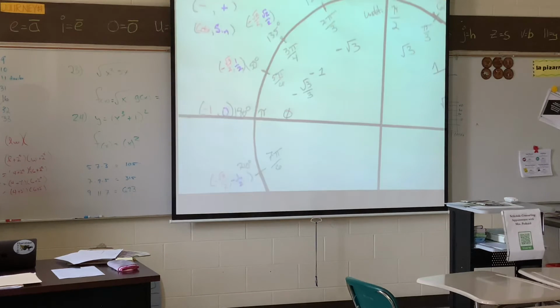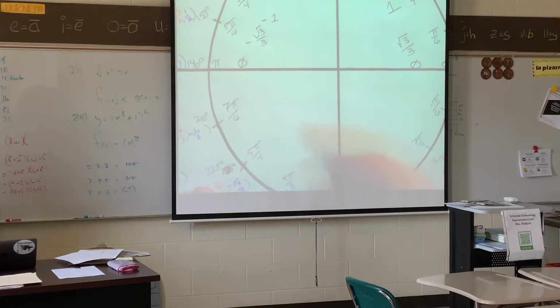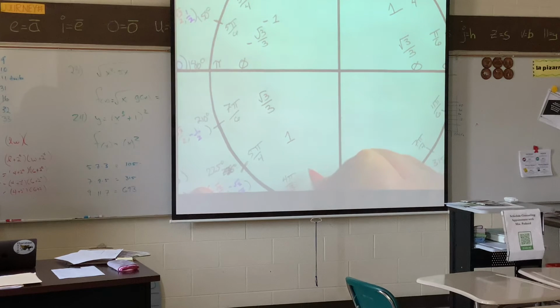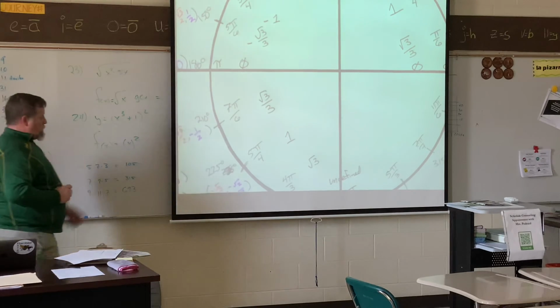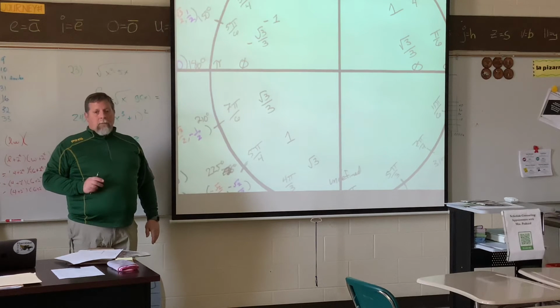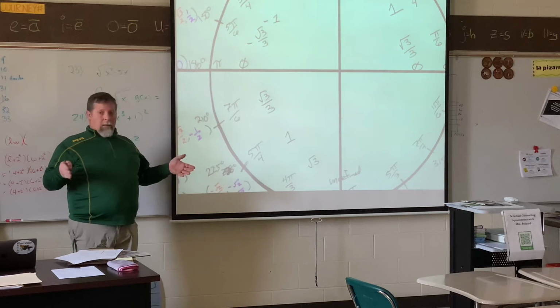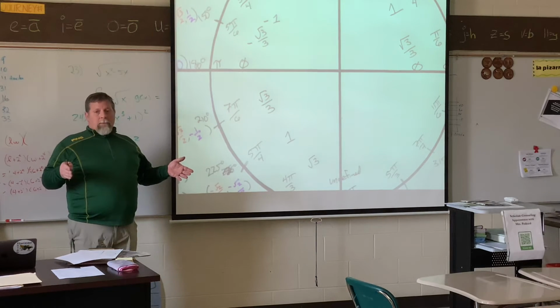Let's continue the pattern. Square root of 3 over 3, 1, square root of 3, undefined. Shauna, am I negative or positive? Because y is negative in this quadrant. Positive. Why am I positive if y is negative? Because two negatives makes a positive. Oh, because x is also negative. So a negative and a negative is a positive.